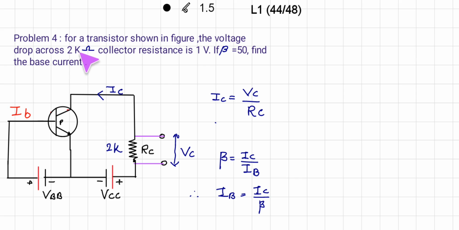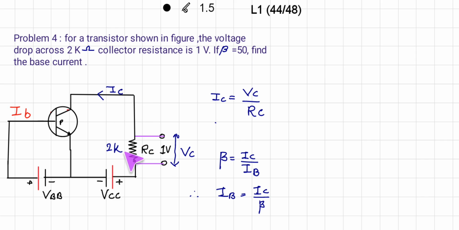So next problem, for a transistor shown in figure, the voltage drop across 2 kilo ohm resistance. Remember this is 2 kilo ohm resistance which is connected to collector, that is output side. So voltage drop across this resistance is 1 volt. So that means voltage drop Vc across this is 1 volt. Remember that. And we know that this voltage is equal to what? This resistance into the value of collector current.